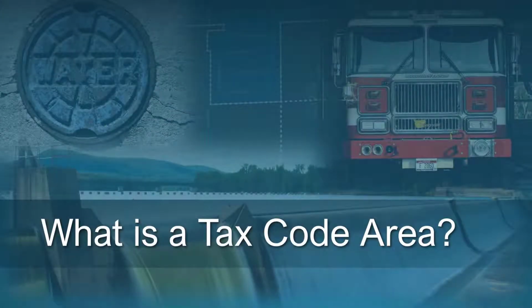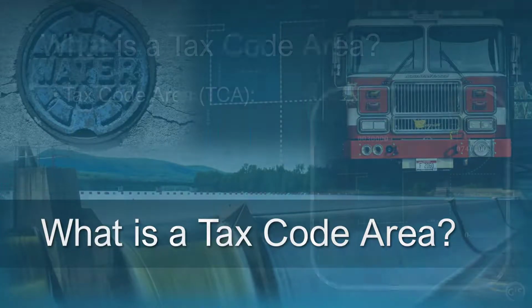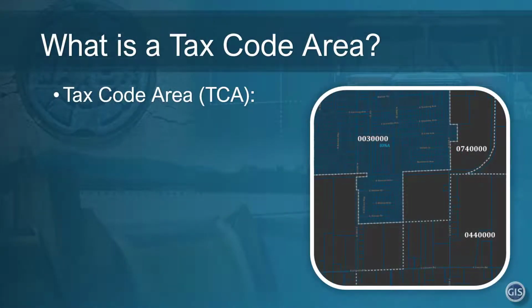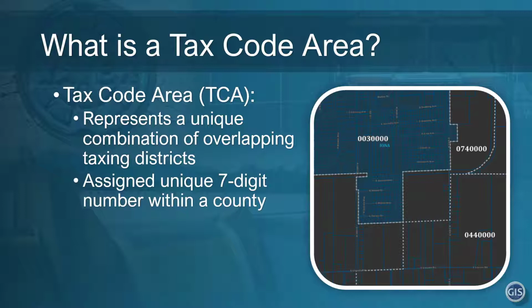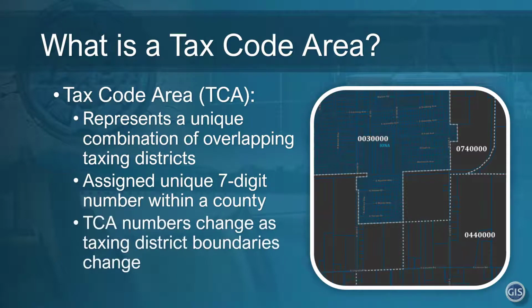What is a tax code area? Tax code areas, or TCAs, represent a unique combination of overlapping taxing districts. Each tax code area is assigned a unique 7-digit number within a county. Tax code area numbers change as taxing district boundaries change.